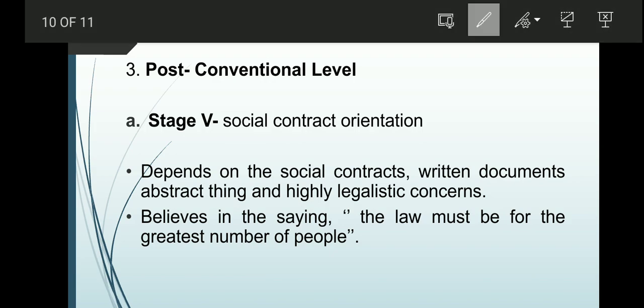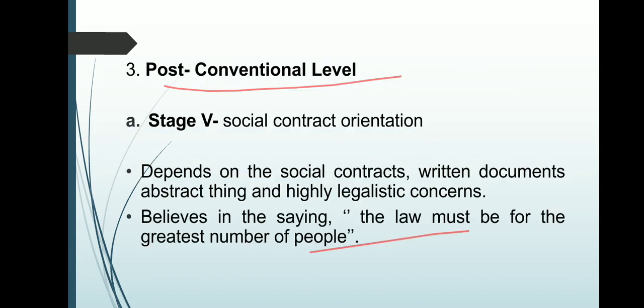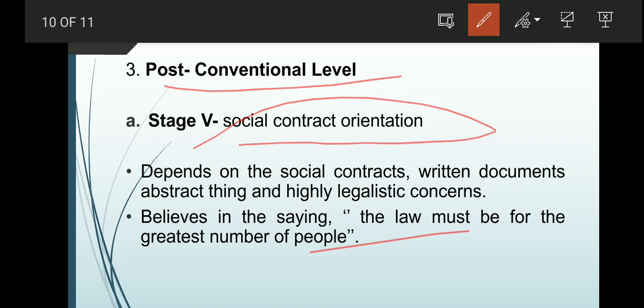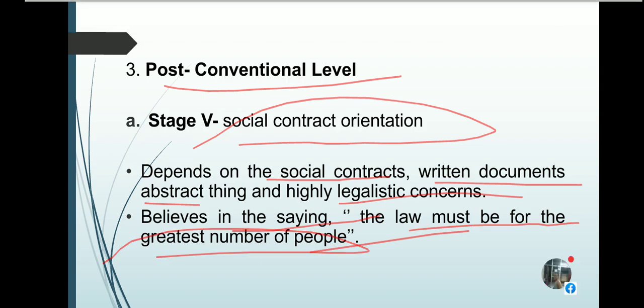So the third one would be post-conventional level. So there are actually 2 stages, the 5 and 6. So in stage 5, they are more socially oriented, okay, social contract oriented. So it depends on the social contract, written documents, abstract thing, and highly legalistic concerns. So they are more reliant on what is the law in that community, or they are law-abiding citizens already, so they're relying on the proper law being implemented. So believes in the saying that the law must be for the greatest number of people.